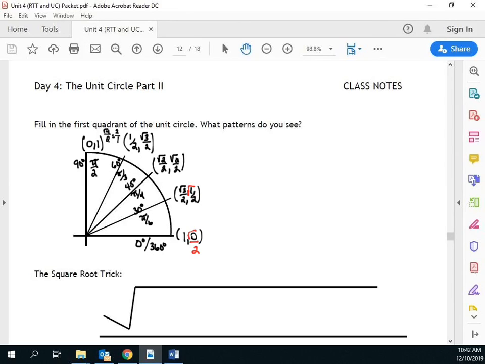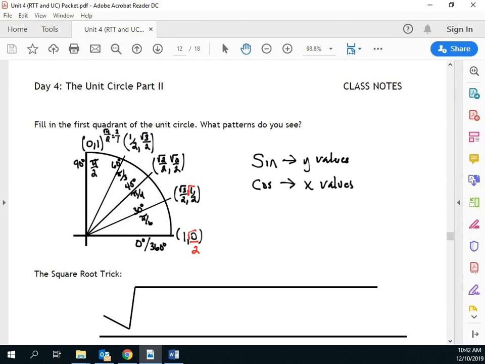Now what if I asked you to find the sine of 30 degrees? Well, right now, can you remember? Sine deals with what values? Opposite over hypotenuse, but we're not using that anymore. Say that louder. Y values. I had you write this a few times yesterday. So, cosine deals with x values.